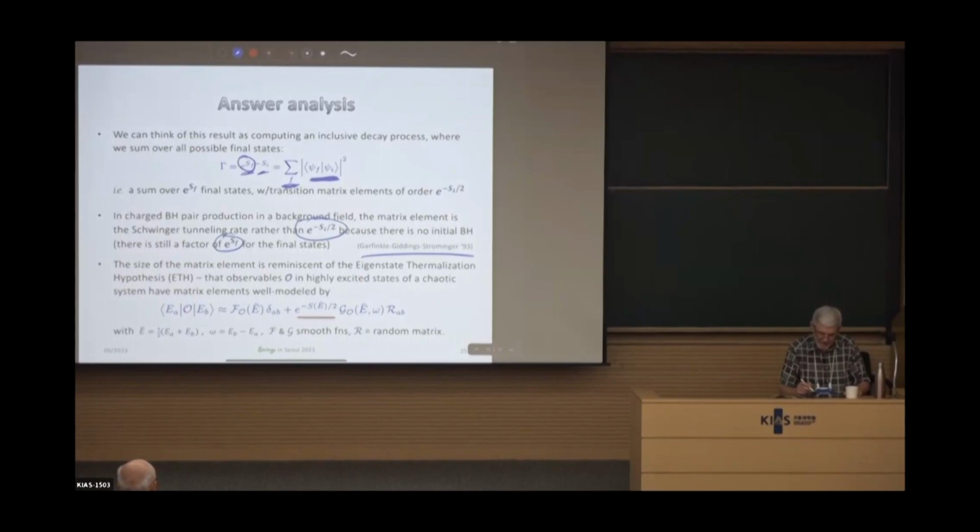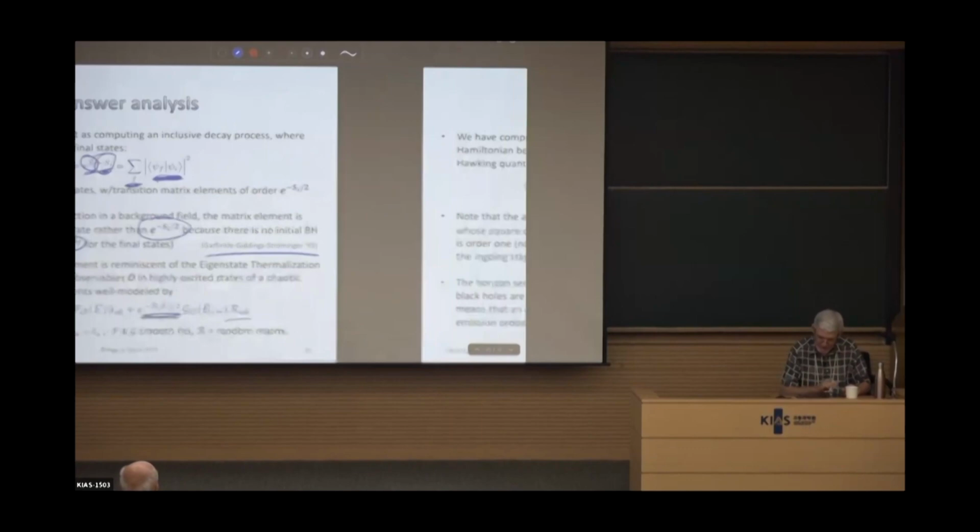So the association of this factor with the matrix element for the process is consistent with that. It's also consistent with ideas of eigenstate thermalization, where off-diagonal matrix elements are suppressed by e to the minus the entropy over 2. It's just that here, the outcome of the calculation is that it's not some average entropy or something. It's the entropy of the initial state, which is responsible for the strength of the off-diagonal matrix elements.